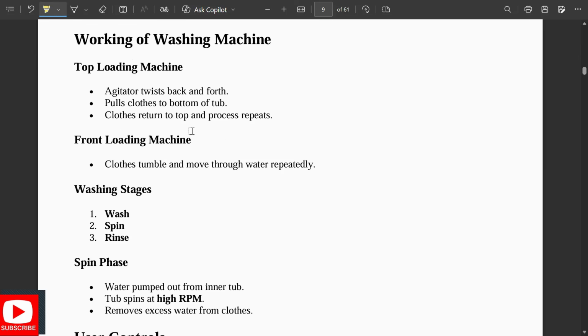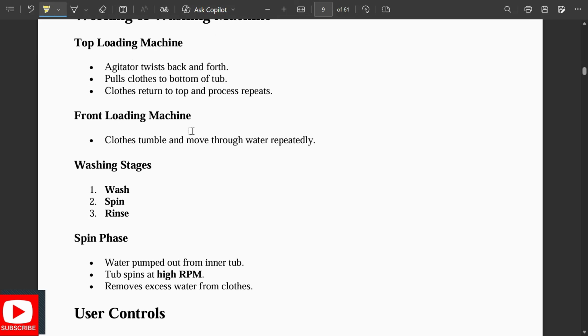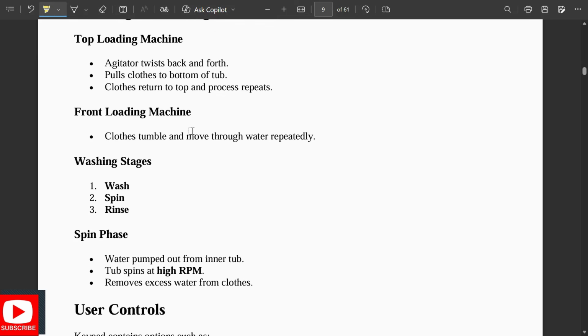Then how does this work? For a top loading machine, the agitator twists back and forth, pulls the cloth to the bottom of the tub, and the cloths return to the top and the process repeats. This is how it does. In the front load, cloths tumble and move through the water repeatedly.